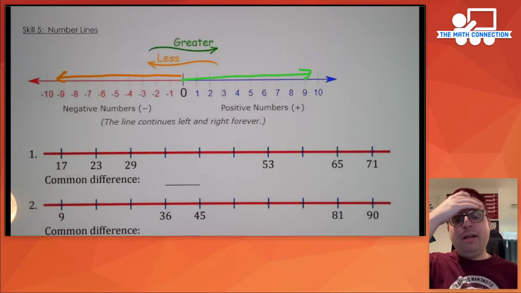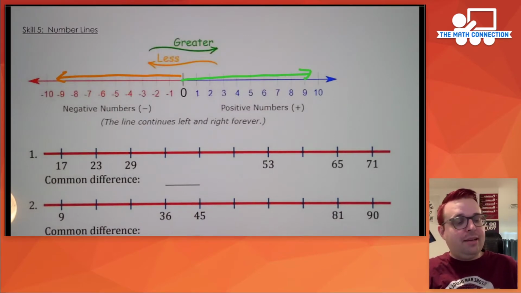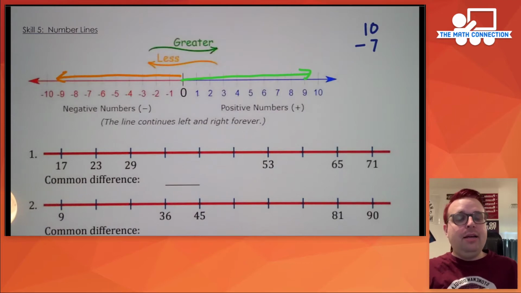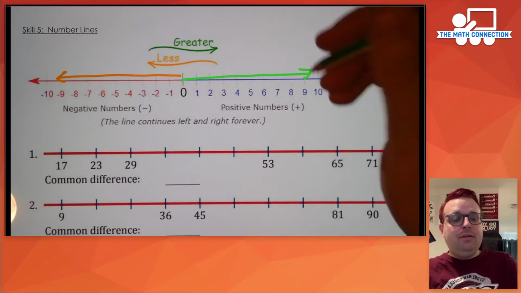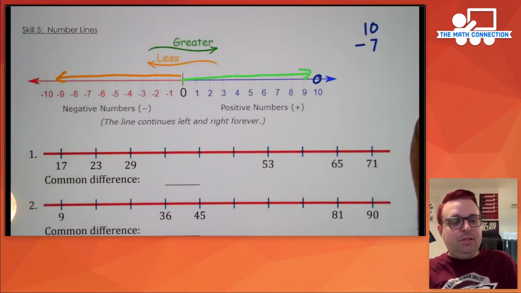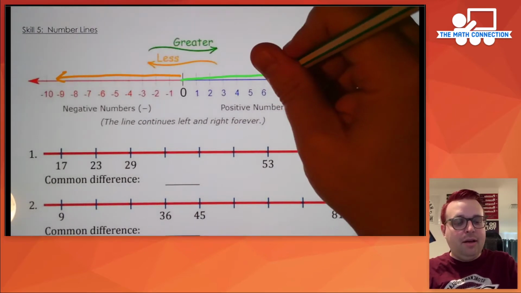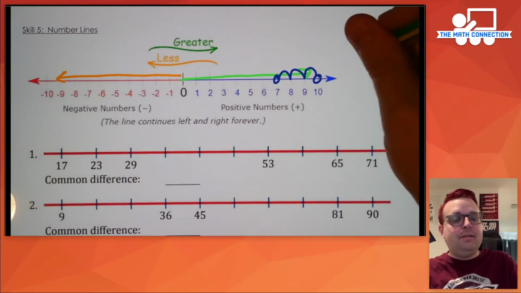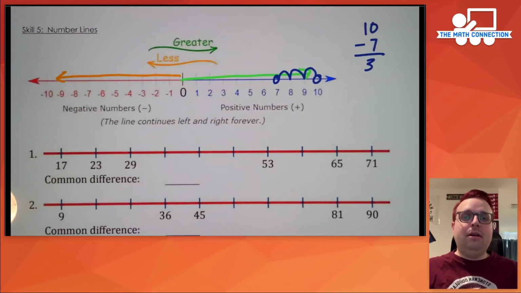So for example, if I gave you a math problem that said, what is 10 take away 7? Well, here's 10, right? I'm going to use this blue to signify this problem. Here's 10, and here's 7, and you have to go 1, 2, 3 spaces to get there. That's one way to use a number line to apply counting strategies.